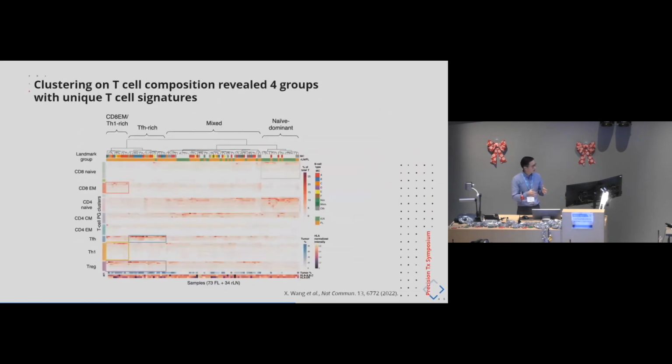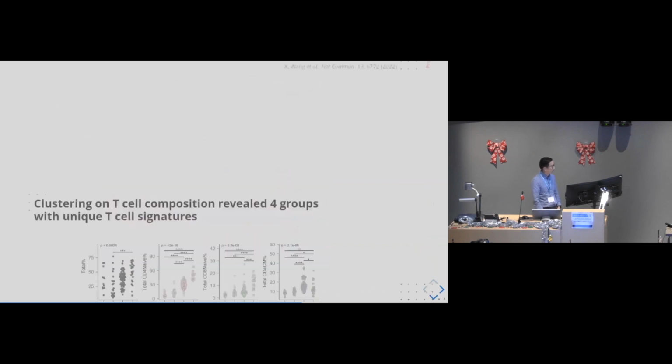Okay, so we also do this T cell composition analysis just to see holistically whether we can use these features to segregate the patients into different groups. So here we use 87 clusters and the composition, and we can see that there's a naive dominant group on the far right hand side, mainly comprised of reactive lymph node samples. But there are also 2 groups, one is TFH rich and one is Th1 rich, and then also a mixed group which has a mixture of memory and naive B cells in the middle.